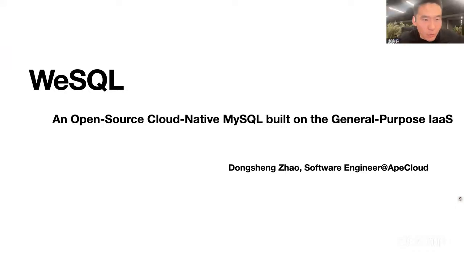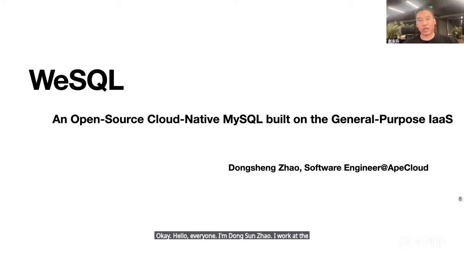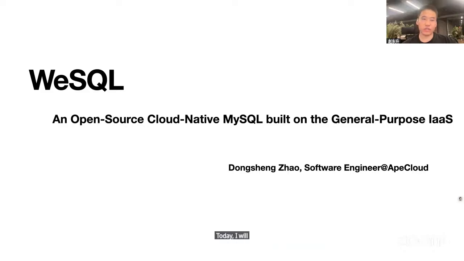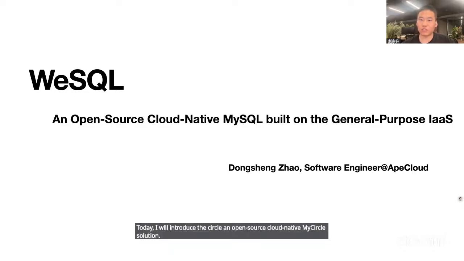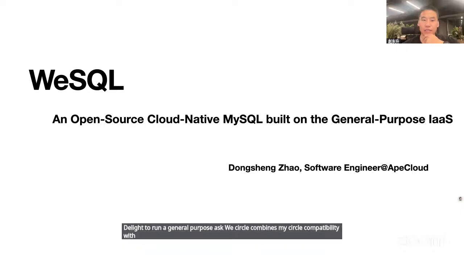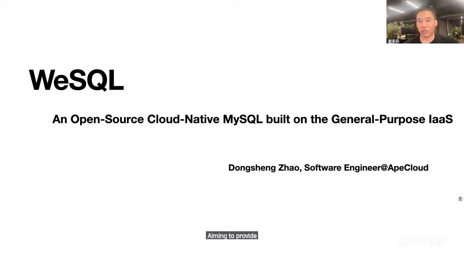Hello, everyone. I'm Dongsheng Zhao, and I work as a founding engineer at Ape Cloud, and I'm in charge of the storage engine for WeSQL. Today, I will introduce WeSQL, an open source cloud native MySQL solution designed to run on general purpose IaaS. WeSQL combines MySQL compatibility with the scalability and elasticity of modern cloud infrastructure, aiming to provide a powerful, cost-effective cloud database.